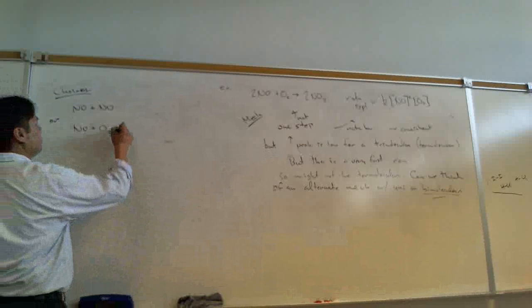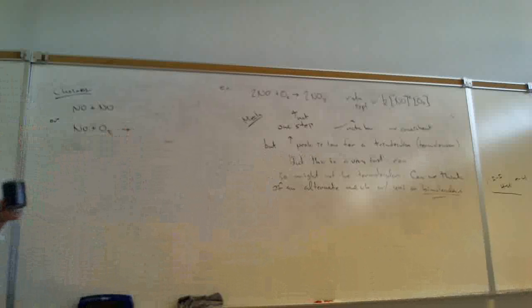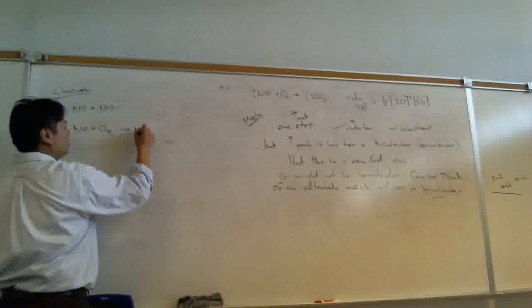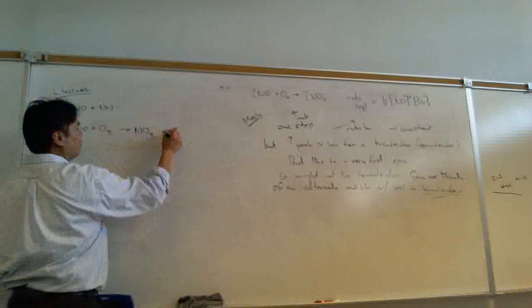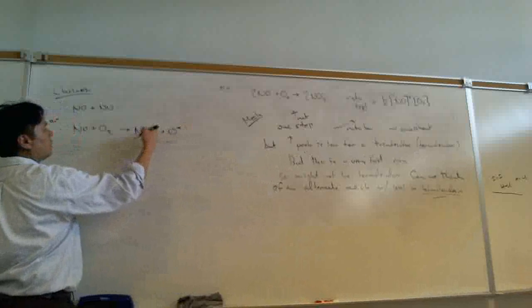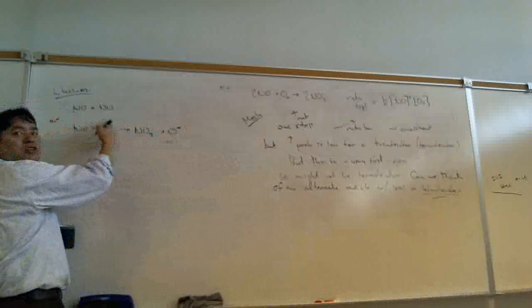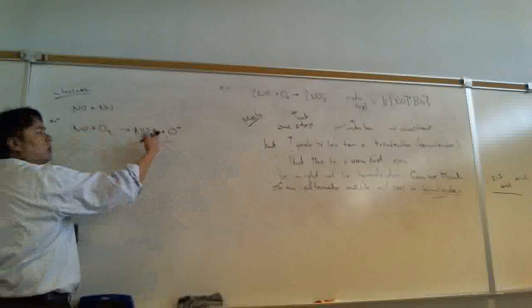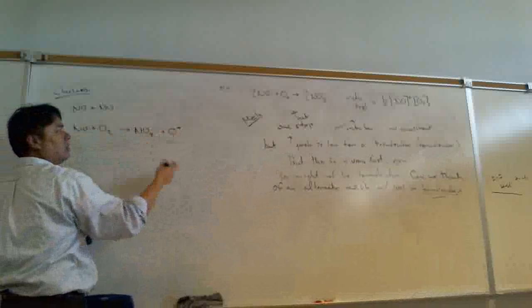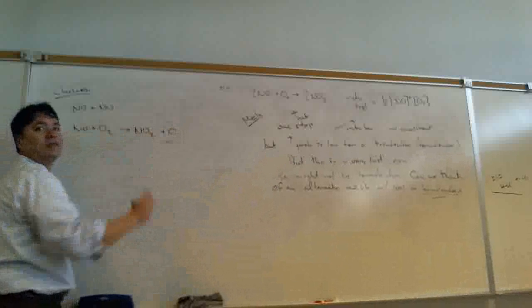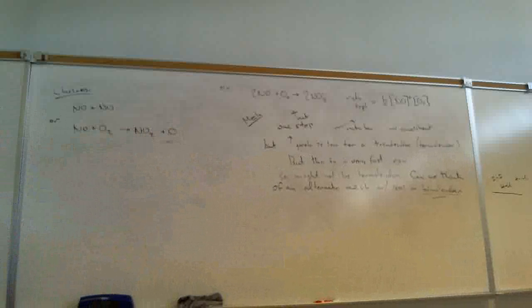An NO plus O2, what would that form? NO2 and O minus. Okay, NO2. It can't form an O minus because the charges have to balance. Do you see the net charge here is 0? The net charge here would be -1. So all of a sudden you have an extra electron that appeared out of thin air, just magically appeared. You aren't going to have that. And so it could be an NO2 plus an O.